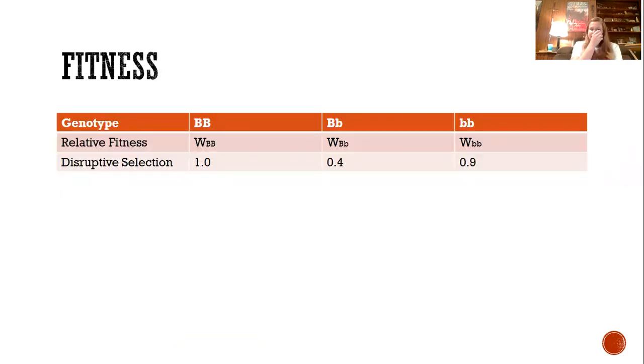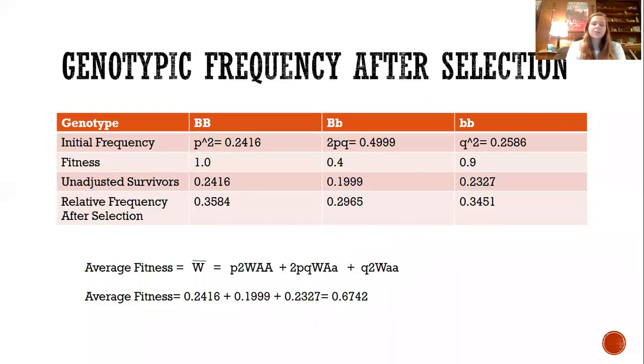Something interesting is that the black Nifflers camouflage slightly better than the dark blue Nifflers, giving their fitness a slightly higher number. However, both of the homozygotes are favored above the heterozygote. The genotypic frequency after selection is shown here.